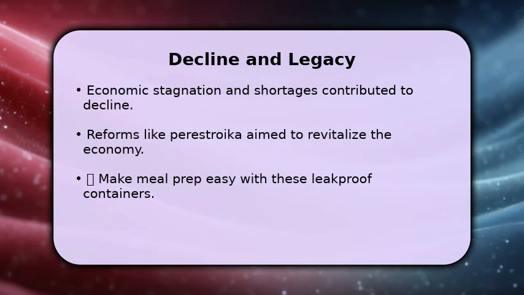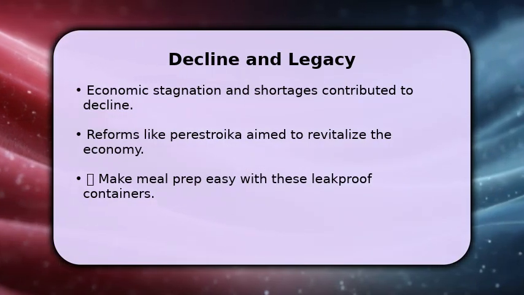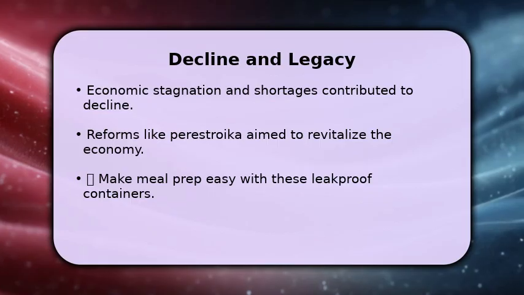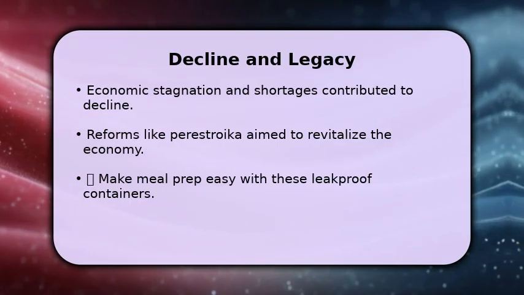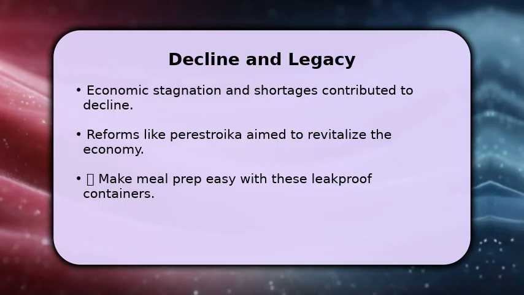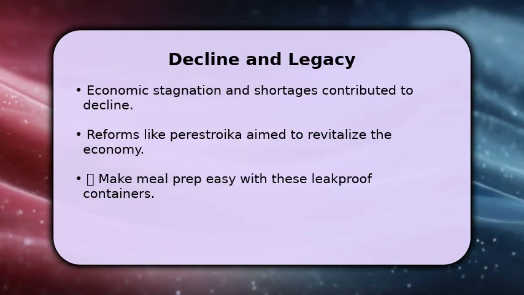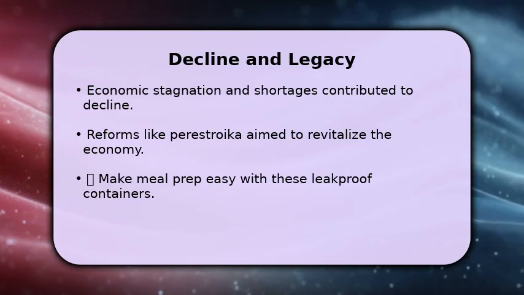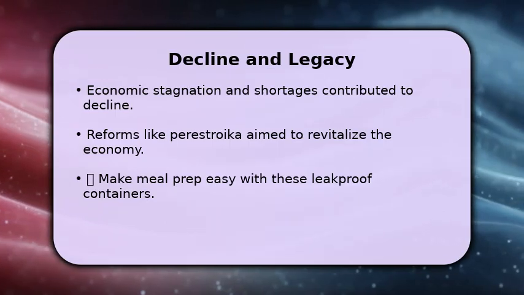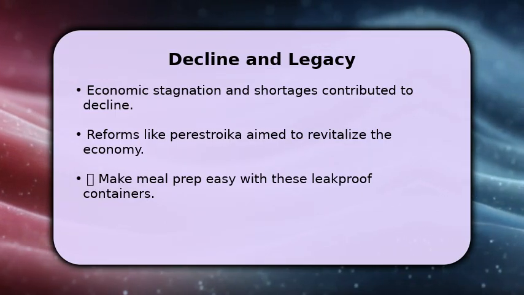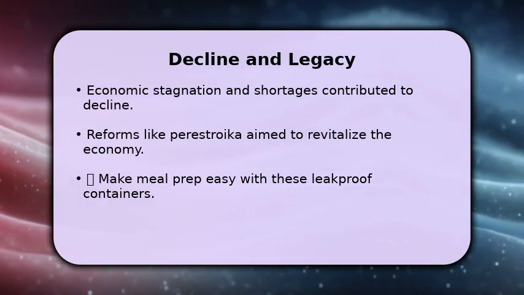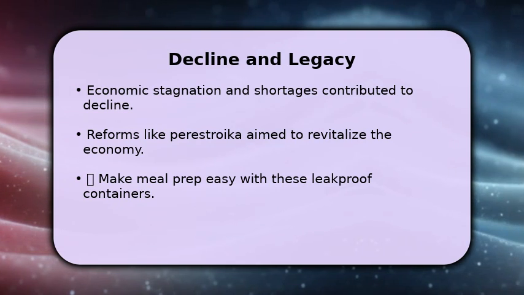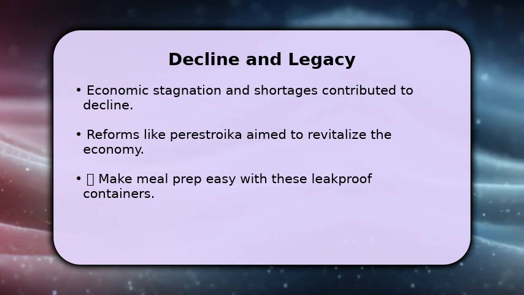Over time, the Soviet system faced increasing challenges, including economic stagnation, persistent shortages of consumer goods, and a lack of innovation. Attempts at reform, such as perestroika, or restructuring, in the 1980s, aimed to revitalize the economy and introduce some market elements, but these efforts ultimately proved insufficient. The system's inherent rigidities and inefficiencies contributed to its eventual dissolution.